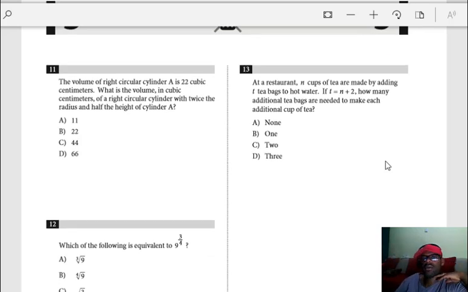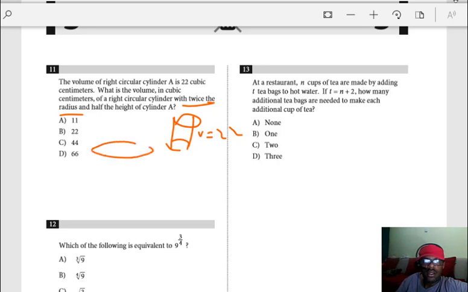Question 11. The volume of the right circular cylinder A is 22 cubic centimeters. What's the volume in cubic centimeters of a right circular cylinder with twice the radius and half the height of the cylinder? Let's just draw a quick sketch. This is the volume for this one, which is 22. The radius got bigger, and the height got shorter. Let's call the radius of this small r and of this capital R. So what is the volume of this one?